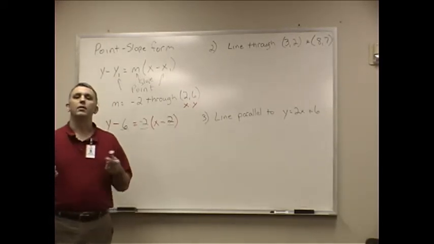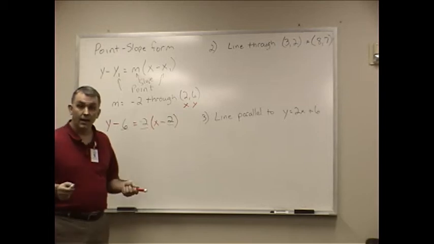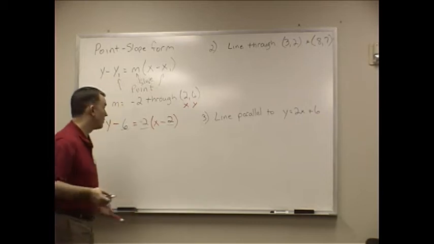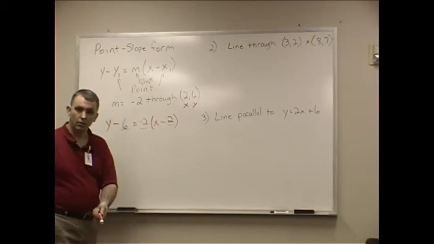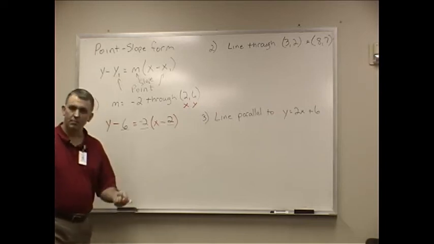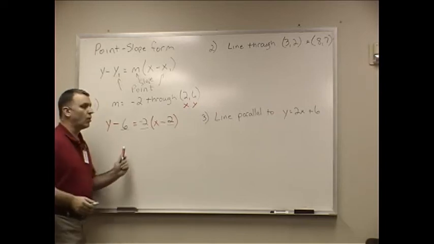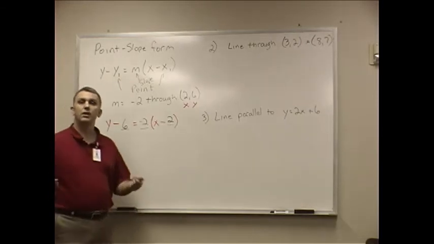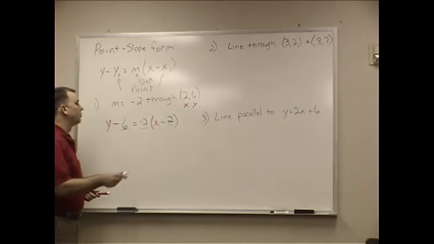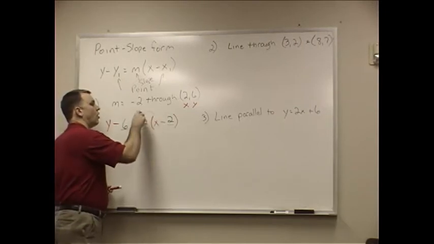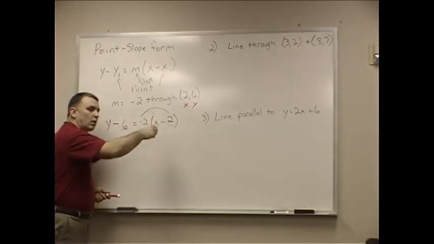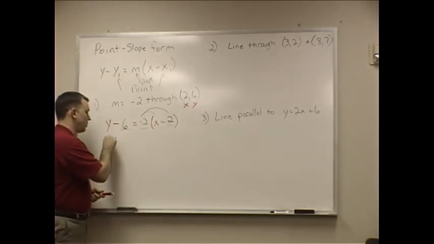Now, this is technically the equation of a line. Most of the time, the instructions for your homework will ask you to put the line in either slope-intercept form, y equals mx plus b, or standard form, ax plus by equals c. So we're going to do a little simplifying. It's usually easiest to put it into slope-intercept form. There are no parentheses in y equals mx plus b, so we've got to get rid of them through the distributive property.